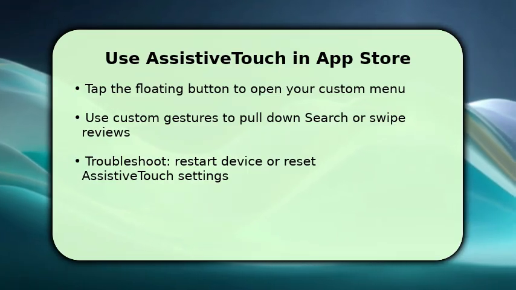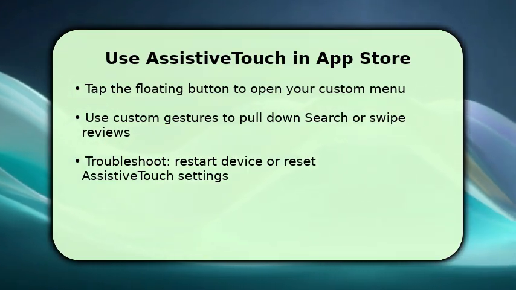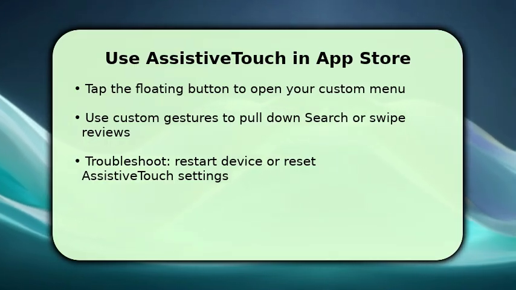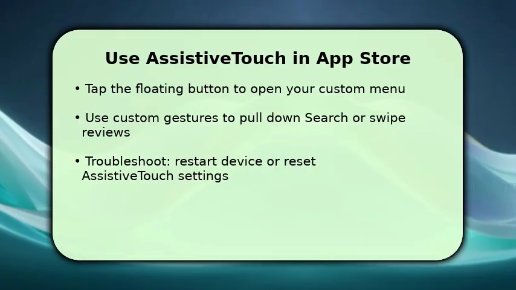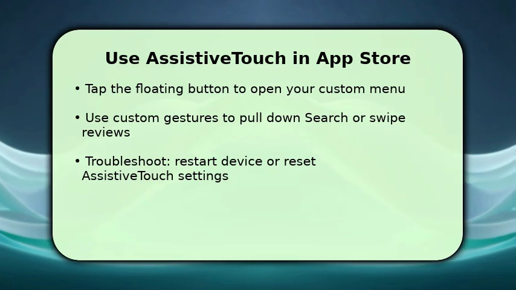If the button is misplaced, drag it to a new spot. If gestures misbehave, make sure the Save Gesture Sensitivity matches your motion. If things go wrong, restart the device or reset AssistiveTouch settings to defaults and reconfigure.